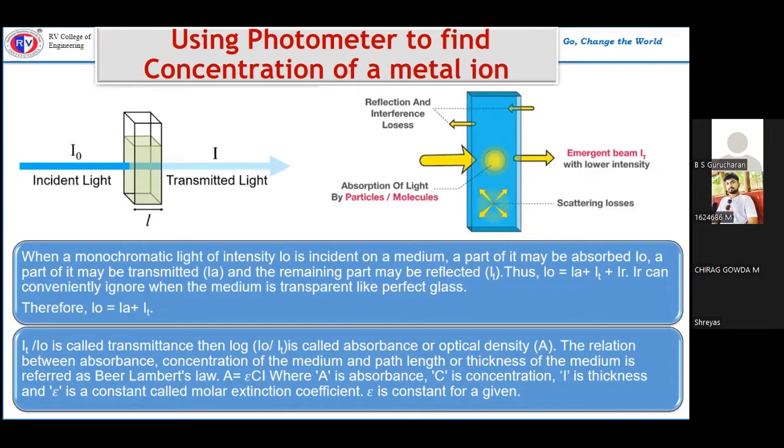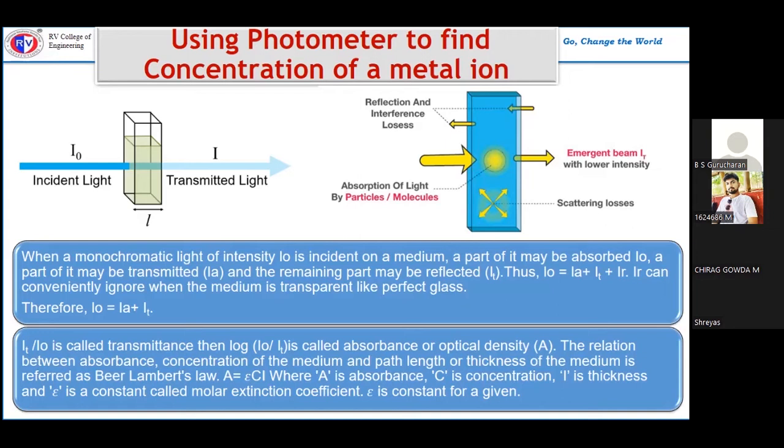The ratio of the intensity of the transmitted light to the intensity of the original incident light is called the transmittance. If we take the logarithm of this ratio, it is called the absorbance. The relationship between the absorbance, the concentration of the medium and the path length or thickness of the medium is given by Beer-Lambert's law as A is equal to epsilon C L, where A is the absorbance, C is the concentration of the sample present in the cuvette, and L is the thickness of the cuvette, also called the path length of the medium.